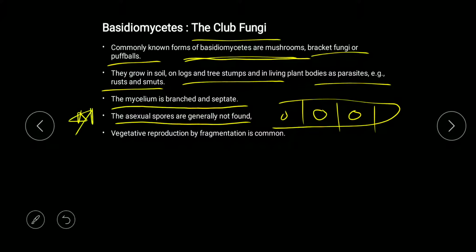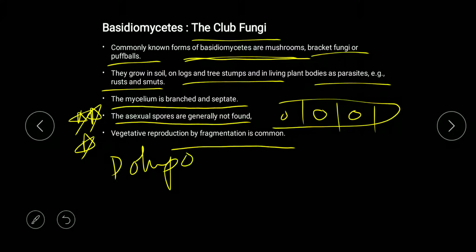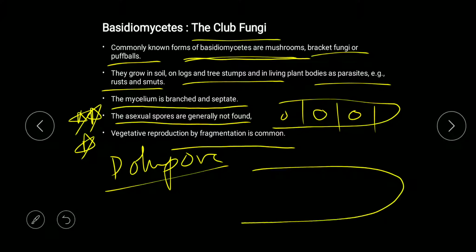This is an important statement which you will usually find in questions. Okay, vegetative reproduction by fragmentation is common. That is also an important statement. Okay, but asexual spores are not known. Okay, now in Basidiomycetes, the septum which is found here is of the dolipore septum type, and the dolipore septum is like this. It is a large somewhat.